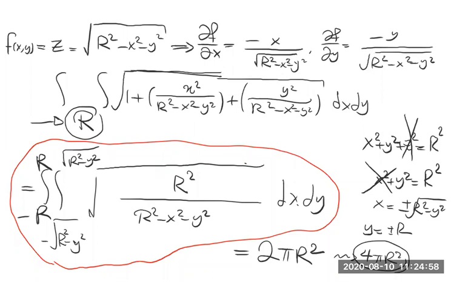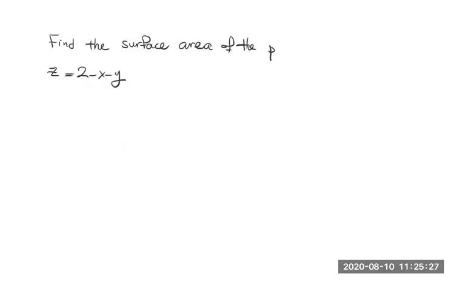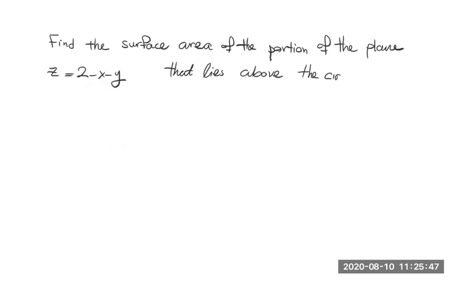Let's look at one more example, an easier example maybe. The question says, consider the surface z equals 2 minus x minus y. Find the surface area of the portion of the plane z equals 2 minus x minus y that lies above the circle x squared plus y squared less than or equal to 1 in the first quadrant.